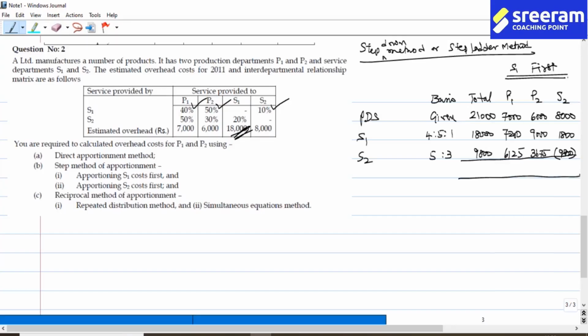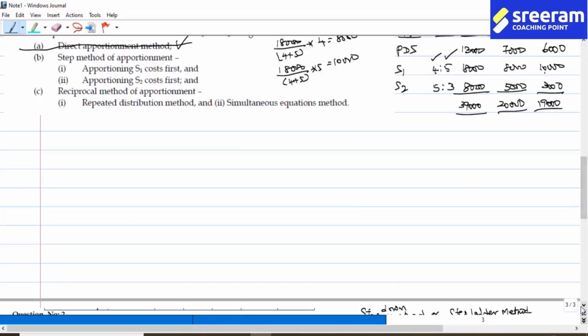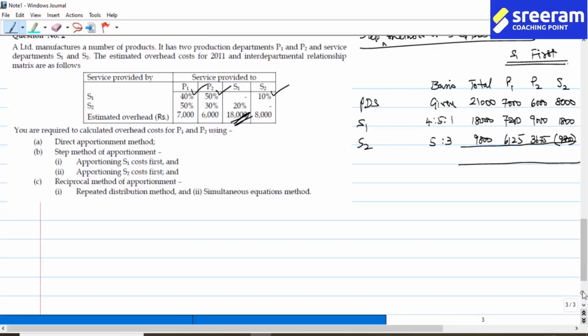Now you effect the total. 21,000 plus 18,000 plus 9,800. So this particular figure will get duplicated. So this figure I will never be taking up. 39,000 only I will take up, because this 9,800 is getting distributed here. Just for the sake of computation, I have taken it up. Is that clear? So I will take up only 39,000.